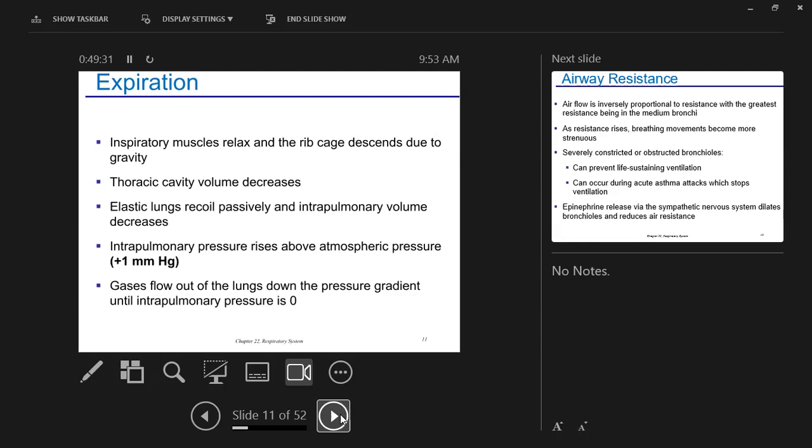So we went from 760 to 759 to get air to come in. Now we've filled up the lungs. Now we relax those muscles. So the volume of the lungs now starts shrinking, and we raise the pressure to where we're 1 millimeter above air pressure. And so now air is going to move out of the lungs simply because the pressure is greater.